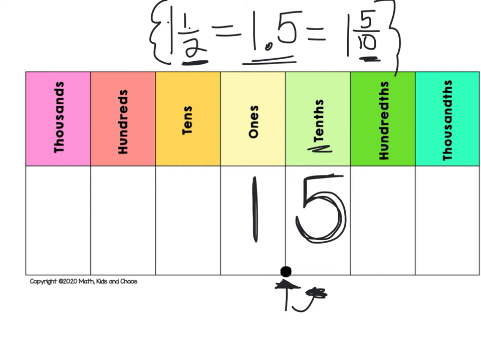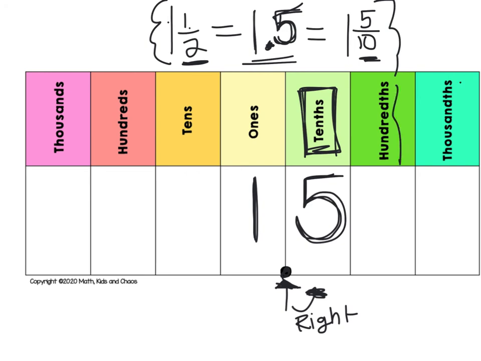1 1/2 written as a fraction, 1 and 5 tenths written as a decimal, and then 1 and 5 tenths written as a fraction. Okay? So the first place to the right of our decimal point is the tenths place. And that is all that we need to worry about today. We're not talking about hundredths today, and we're not talking about thousandths today. We will talk about hundredths tomorrow, but not today.